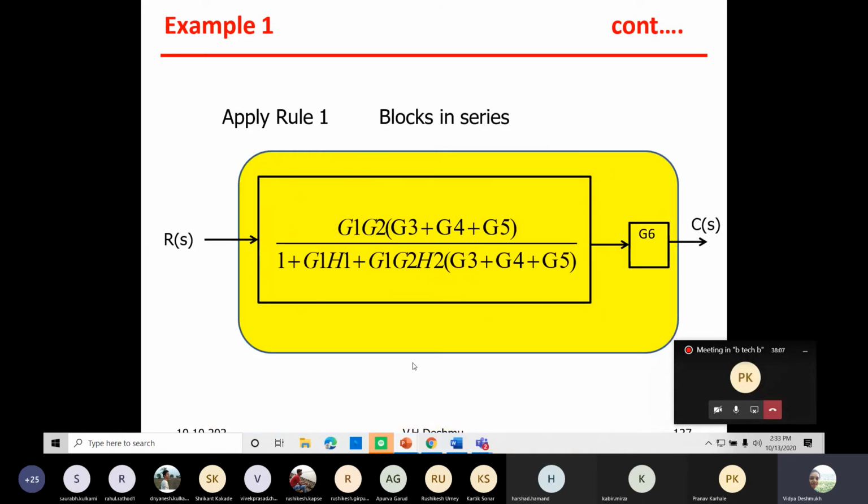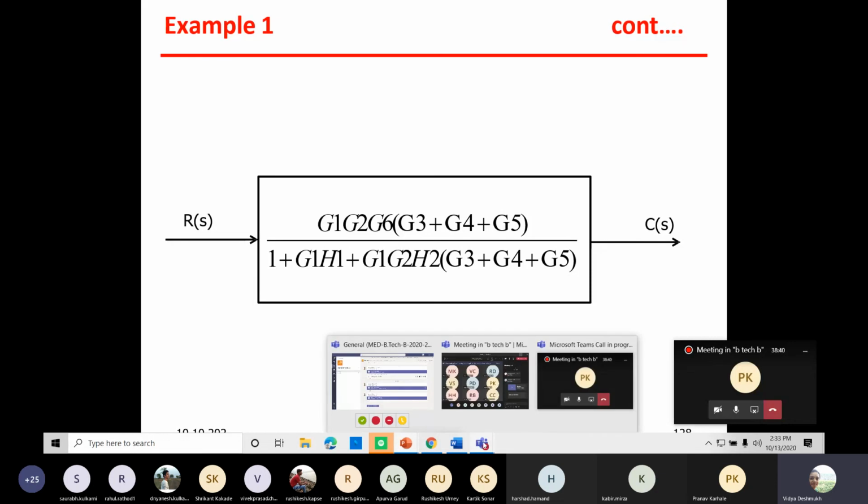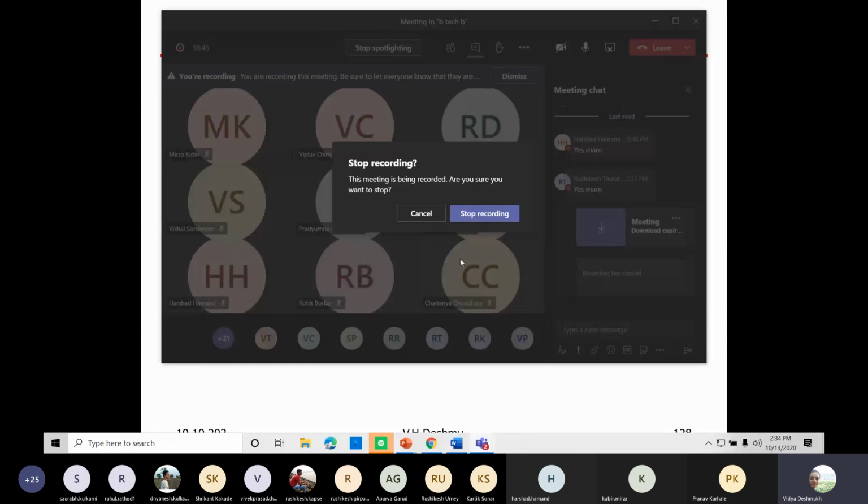Now we get a single block here, and this block is in series with G6. Now we just multiply G6 with this block by using rule 1, and we find an equivalent single block for the whole block diagram reduction. This is a single block, or what we can say, this is the transfer function for the given block diagram.